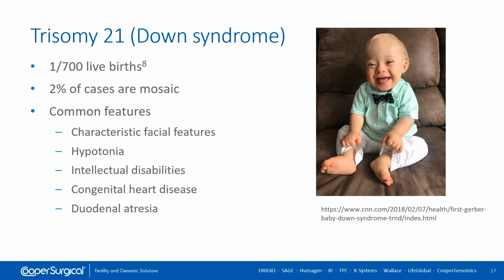Trisomy 21, or Down syndrome, has an incidence of about 1 in 700 live births, and 2% of cases are mosaic. Some common features can include characteristic facial features, hypotonia or low muscle tone, intellectual disabilities, congenital heart defects, and duodenal atresia. And on the right is a picture of Lucas, who is the first Gerber baby with Down syndrome. It's important to note that the level of mosaicism can vary person to person and even tissue to tissue. And that's why, with mosaicism for any chromosome, there can be differences in presentation of symptoms even in two people who are mosaic for the same finding.